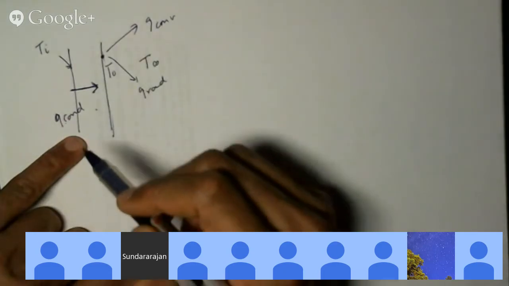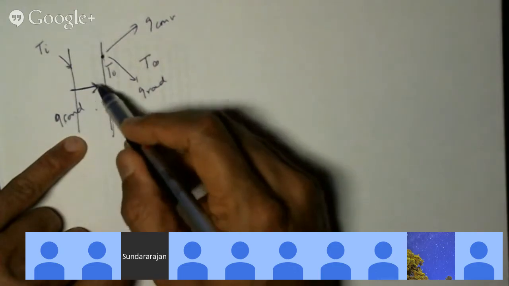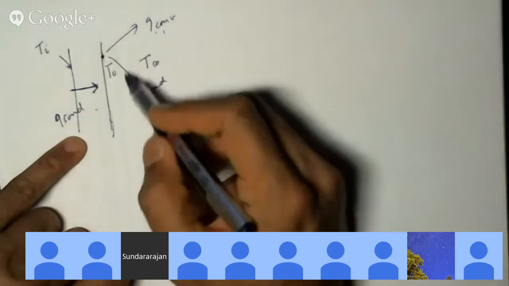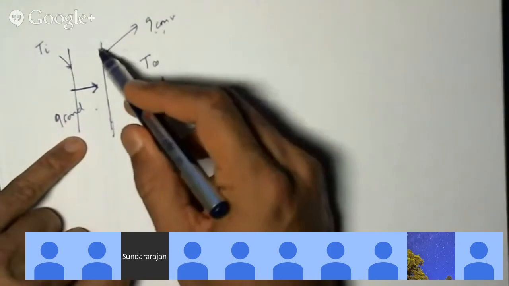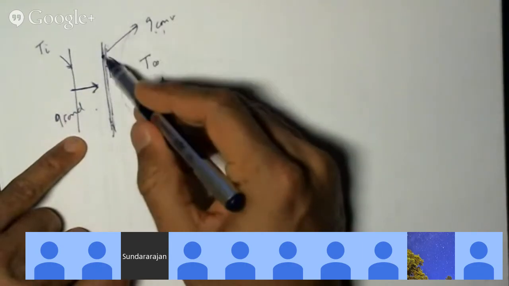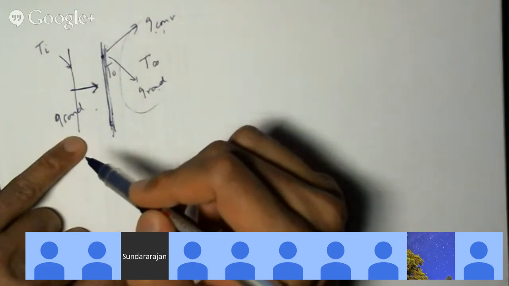Likewise, if Q conduction is less than these two, what's going to happen? It's gonna all go out. No. If the amount of heat conducted to this wall is less than the sum of these two, there is more heat leaving than entering the wall. What's going to happen to the temperature here? It's going to go down.